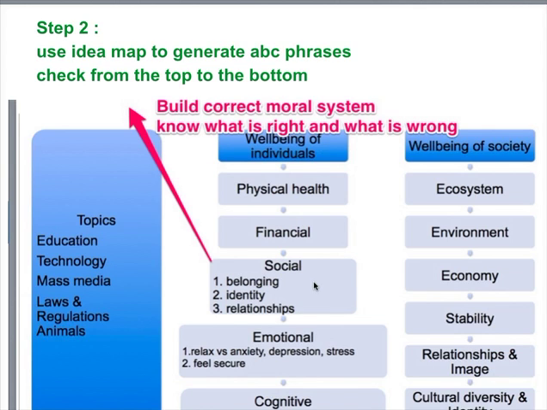On the social part, we will learn what the differences are between right and wrong. So education can help us build a correct moral system. Moral system means that we will know what is right and what is wrong. For example, education will teach us that smoking is wrong, but it will teach us that respecting your parents is right. So this is what education can help us do.